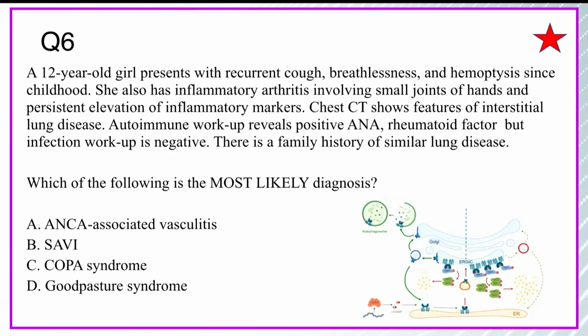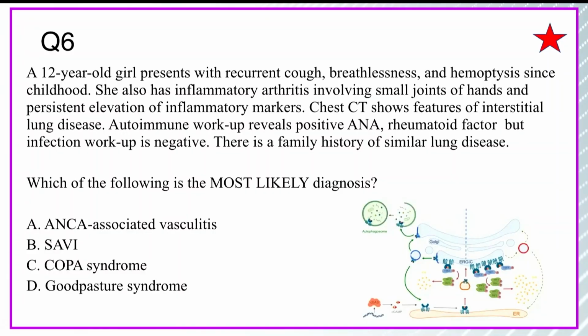Next, a 12-year-old girl presents with recurrent cough, breathlessness, and hemoptysis in childhood. She also has inflammatory arthritis of the small joints of the hands and elevated inflammatory markers. CT chest shows features of ILD. Autoimmune workup shows a positive ANA and positive rheumatoid factor, but the infection workup comes back negative. There is a family history of similar lung disease. So, which is the most likely diagnosis here? A. ANCA-associated vasculitis, B. SAVI, C. COPA syndrome, and D. Goodpasture syndrome.